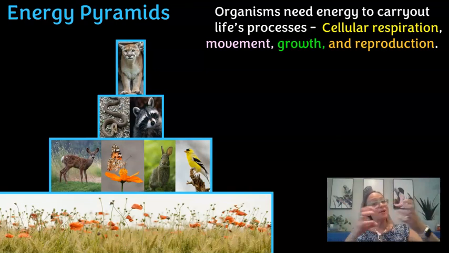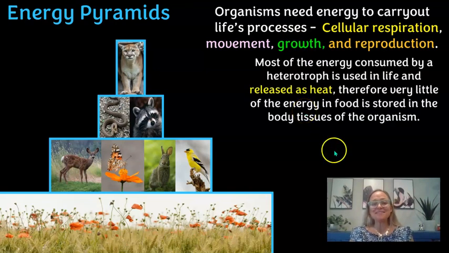And in the process of breaking apart our carbohydrates to make energy for us, we actually will exhale the waste product of carbon dioxide. And so it actually leaves us and enters back into the atmosphere. So anyway, when we talk about most of the energy consumed by heterotrophs, it's used in life. And a lot of it is actually going to be released as heat.